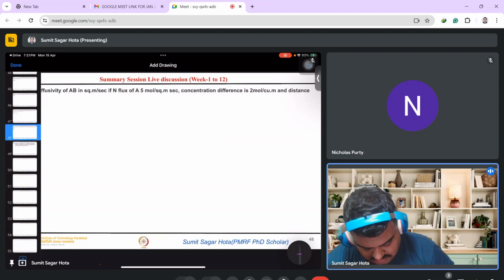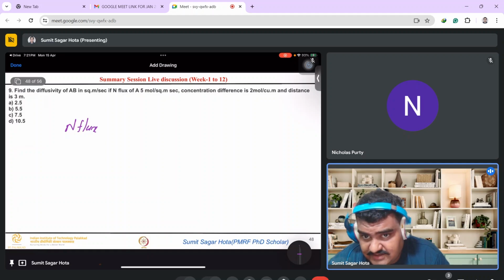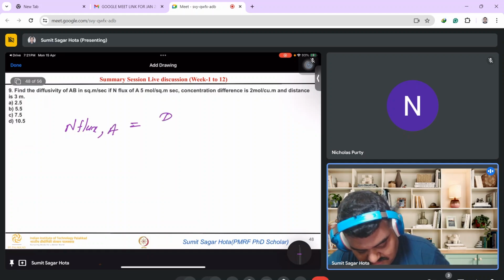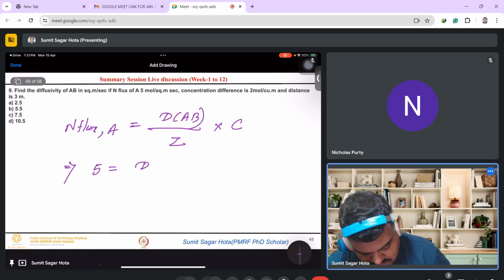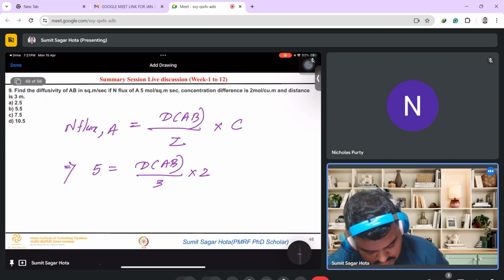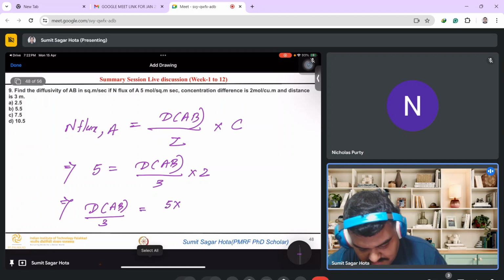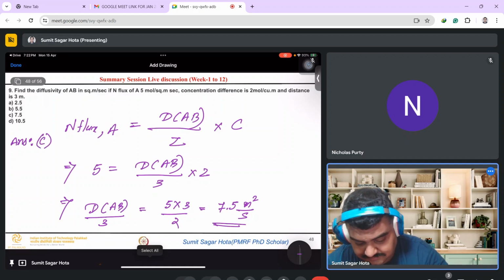Okay, one more same problem we can solve. Find the diffusivity D_AB in square meter per second, the flux of air is given, concentration difference is 2 mole per cubic meter and distance is 3 meter. Just substitute and get the answer. Flux of air equals D_AB by Z into concentration difference. So 5 equals D_AB by 3 into 2, so D_AB is 5 into 3 by 2, which is 7.5 meter square per second. So your answer is C.